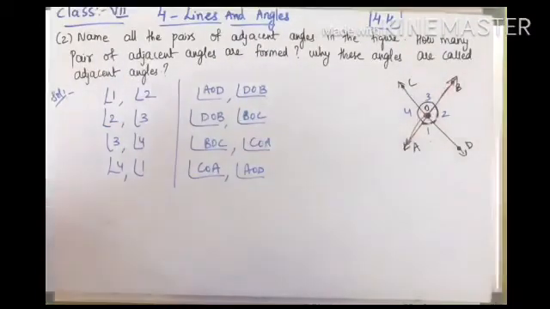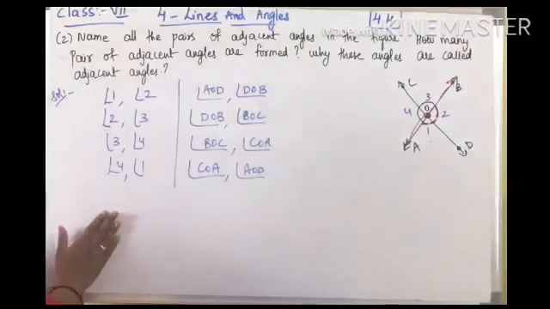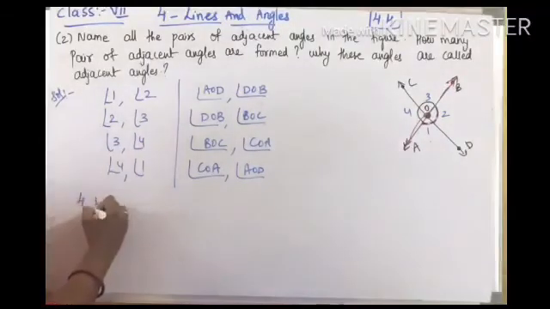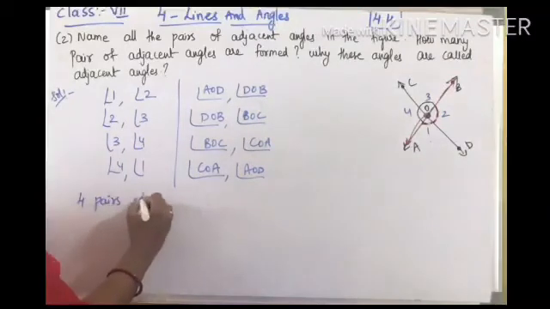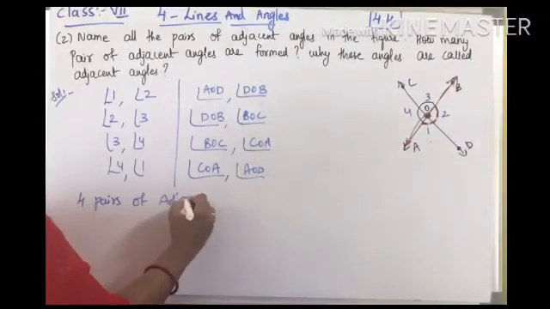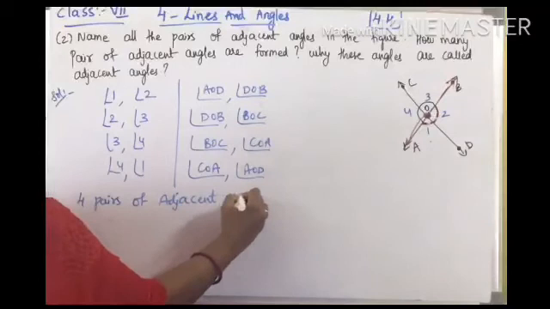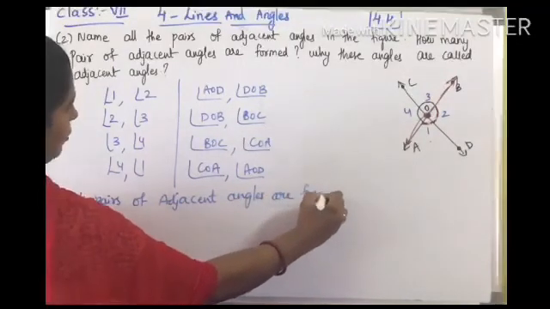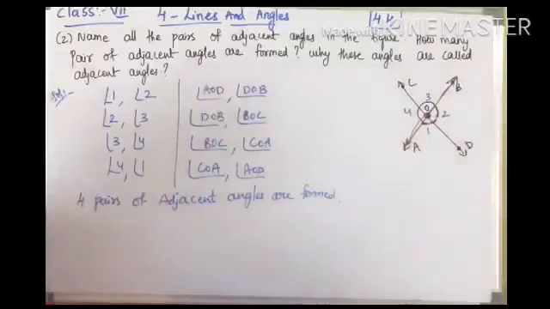So keep it in mind, children, when two lines intersect, 4 angles are formed. From 4 angles, you are going to get 4 pairs of adjacent angles. So 4 pairs of adjacent angles are formed. Now, why are these angles called adjacent?